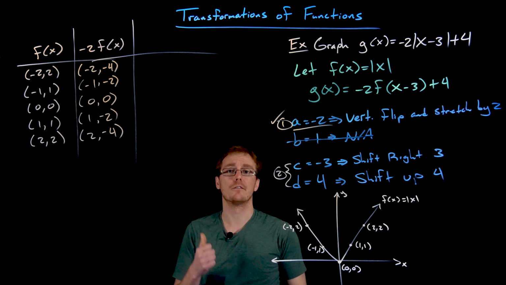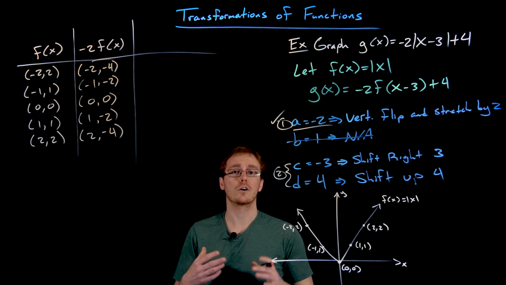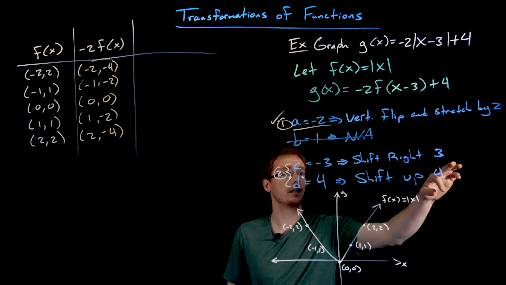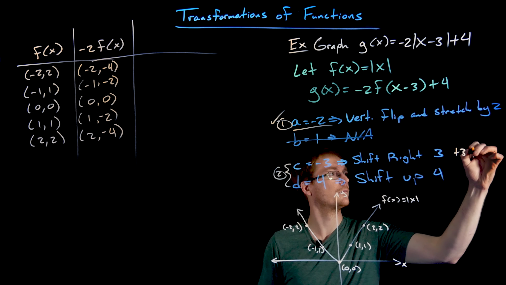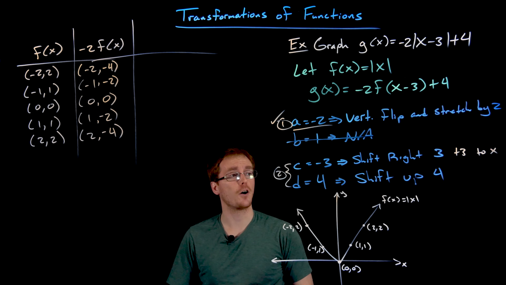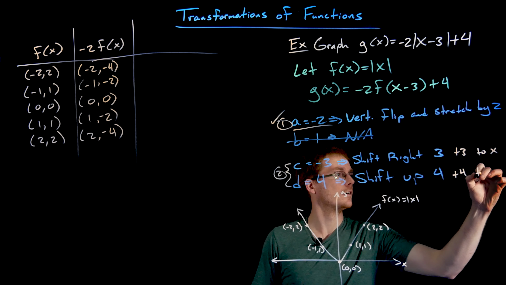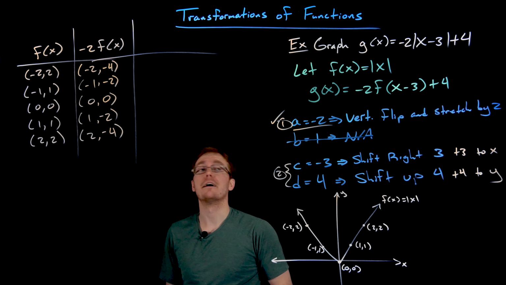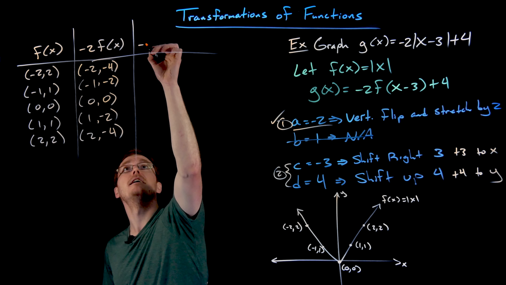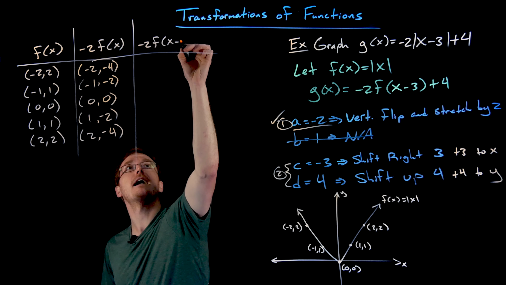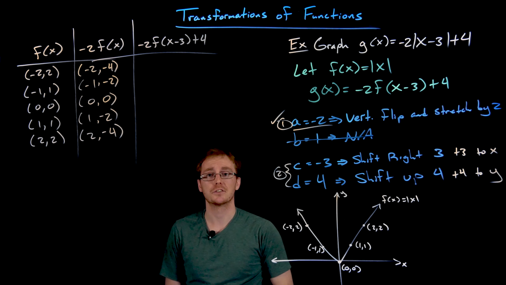So we've taken care of our stretches, compressions, and flips. The only transformations left over are our shifts. And here we have 2 shifts. We have a shift to the right 3, so we're going to have to add 3 to all of our x values. And we also have a shift up 4, so we're going to have to add 4 to all of our y values. And so once we perform these transformations, we will then be looking at -2 times f of x minus 3 plus 4, better known as g of x to us.